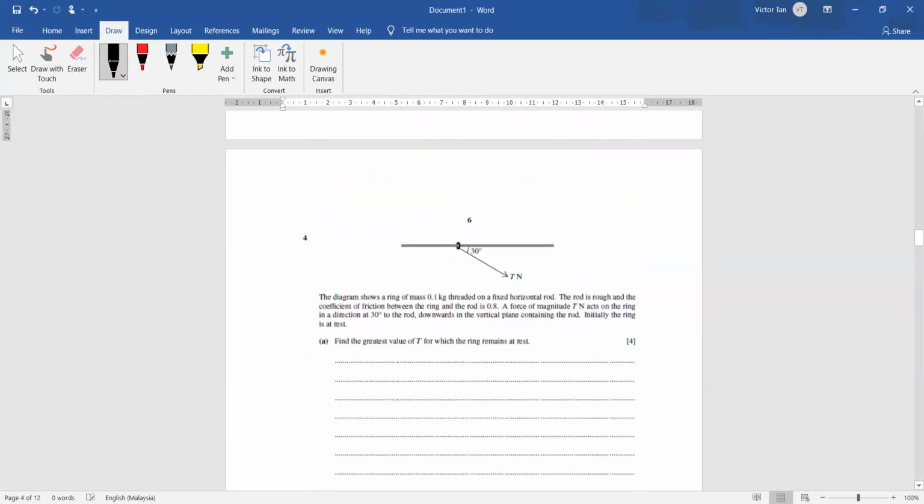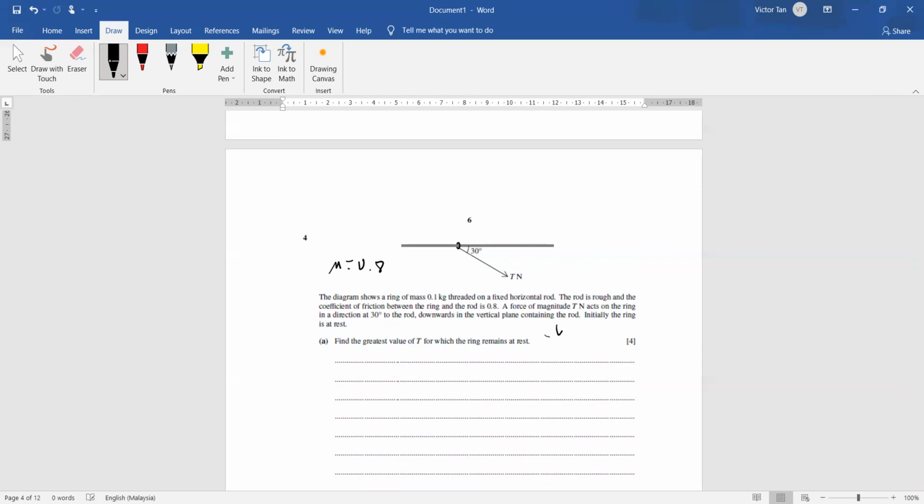Next, question 4. The diagram shows a ring of mass 0.1 kilogram threaded on a fixed horizontal rod. The rod is rough and the coefficient of friction between the ring and rod is 0.8. So mu is 0.8. A force of T Newton acts on the ring in the direction 30 degrees to the rod, downwards in the vertical plane containing the rod. Initially, the ring is at rest. Find the greatest value of T for which the ring remains at rest.